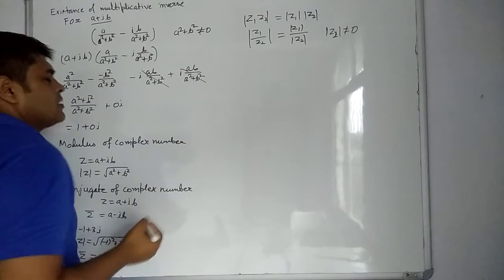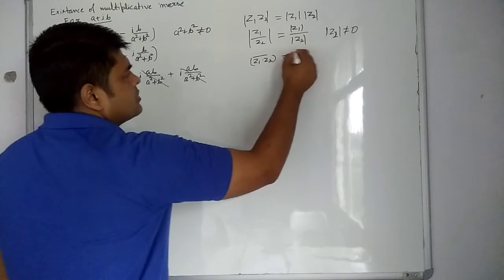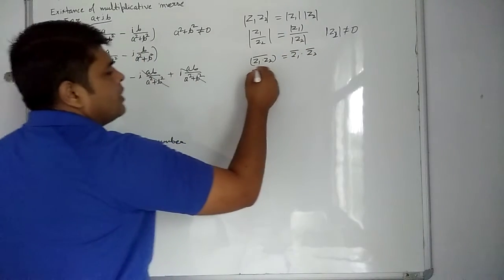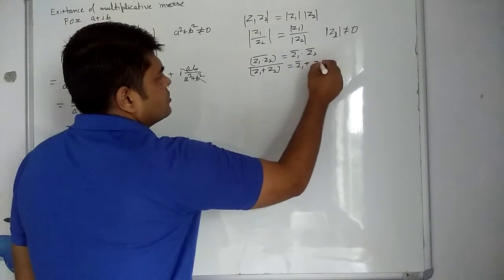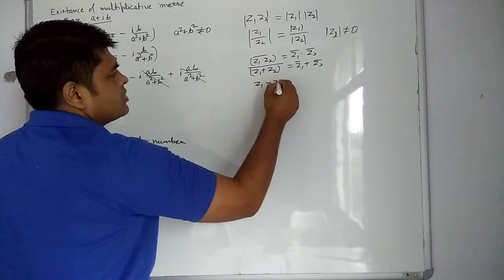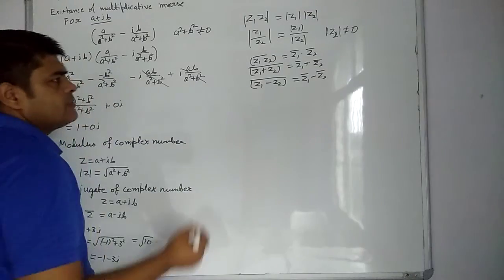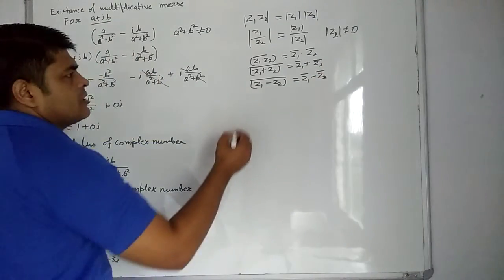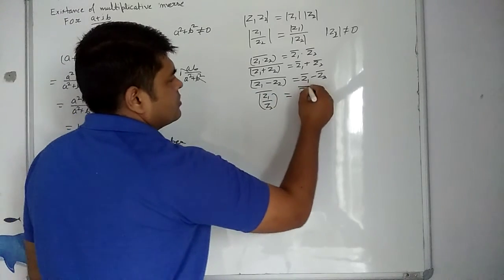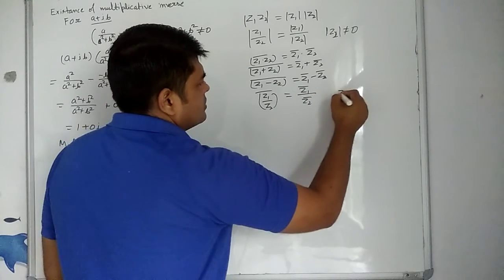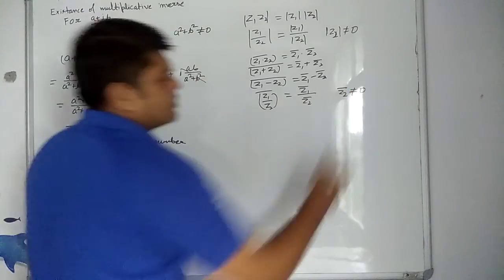And some properties about the conjugate. If you have the product z1 into z2 whole conjugate, it is z1 conjugate into z2 conjugate. If you have z1 plus z2 whole conjugate, it will be equal to z1 conjugate plus z2 conjugate. If you have z1 minus z2 whole conjugate, it will be equal to z1 conjugate minus z2 conjugate. You can verify them easily by taking some examples. And z1 divided by z2 whole conjugate will be equal to z1 conjugate divided by z2 conjugate. Again the same condition is here, z2 conjugate should not be equal to 0.